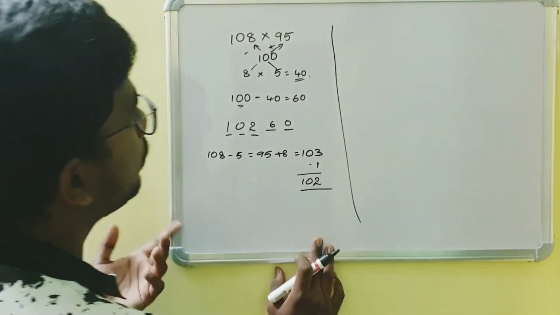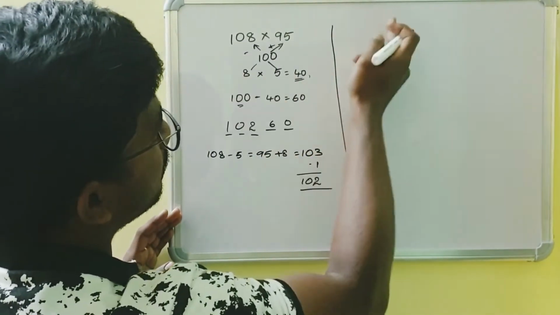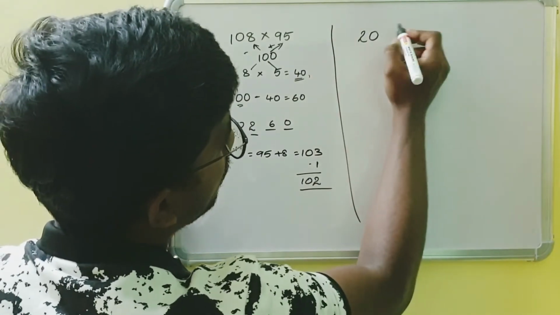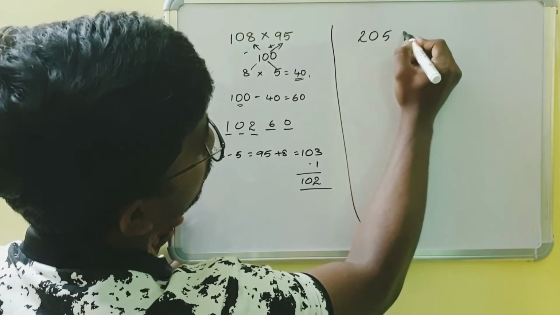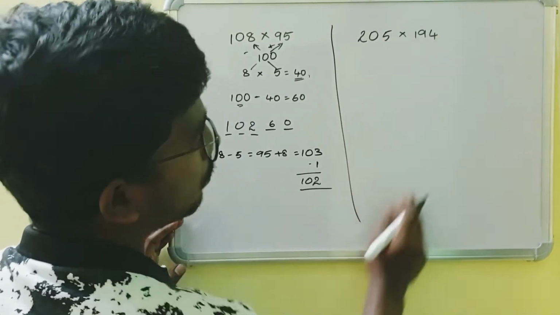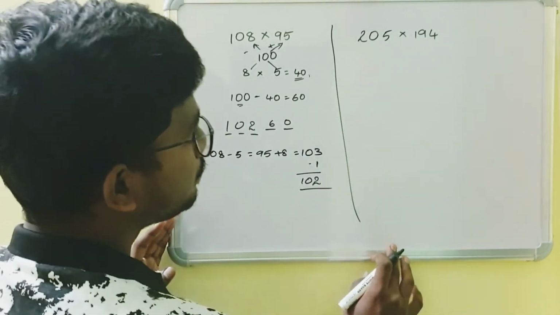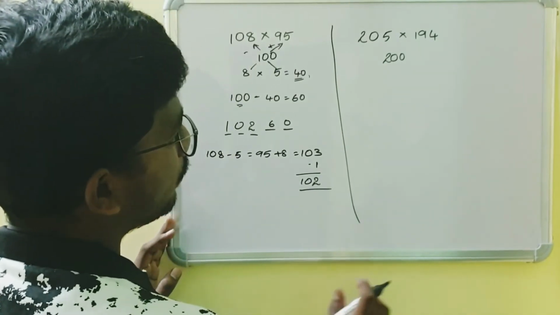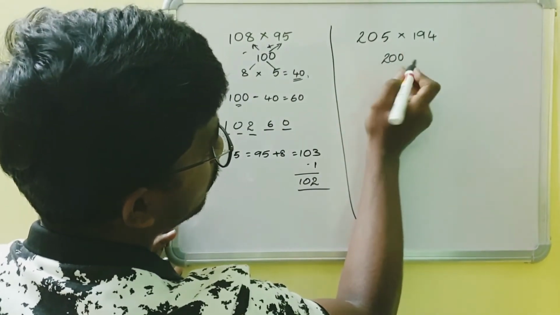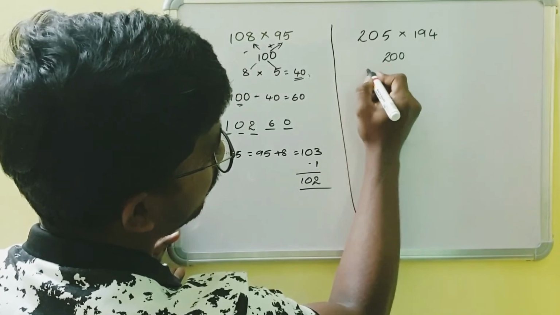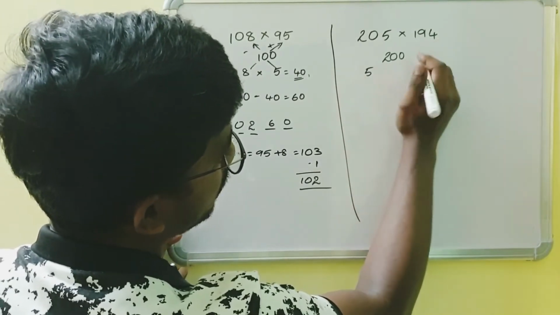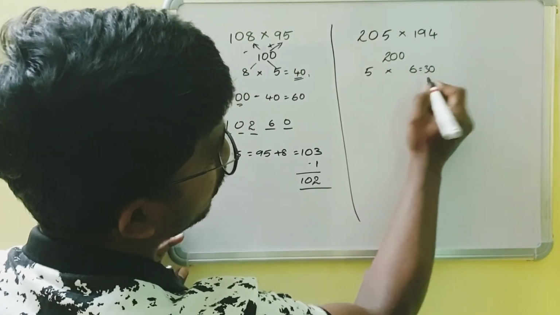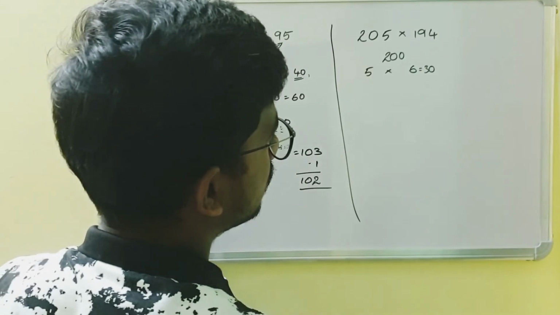Let us take another example. Okay, see, let us take it in the multiples of 200. See, I will take 205 with 194. Okay, 205 and 194. These two numbers are nearer to 200, so I am taking 200 as the common value and I am subtracting them. See, subtracting 200 from 205, I will get 5, and subtracting 194 from 200, I will get 6. After obtaining the differences, we have to multiply both of them. So 5 into 6 is nothing but 30.